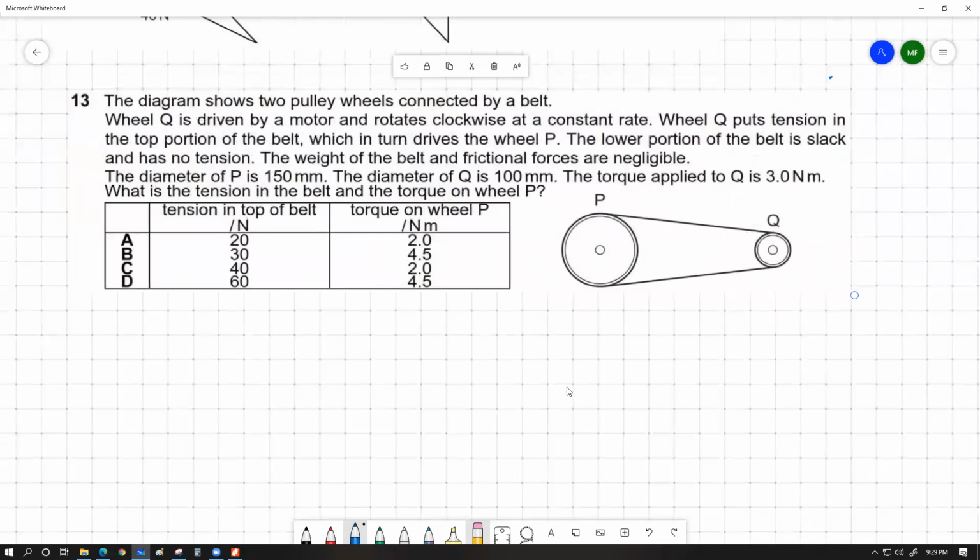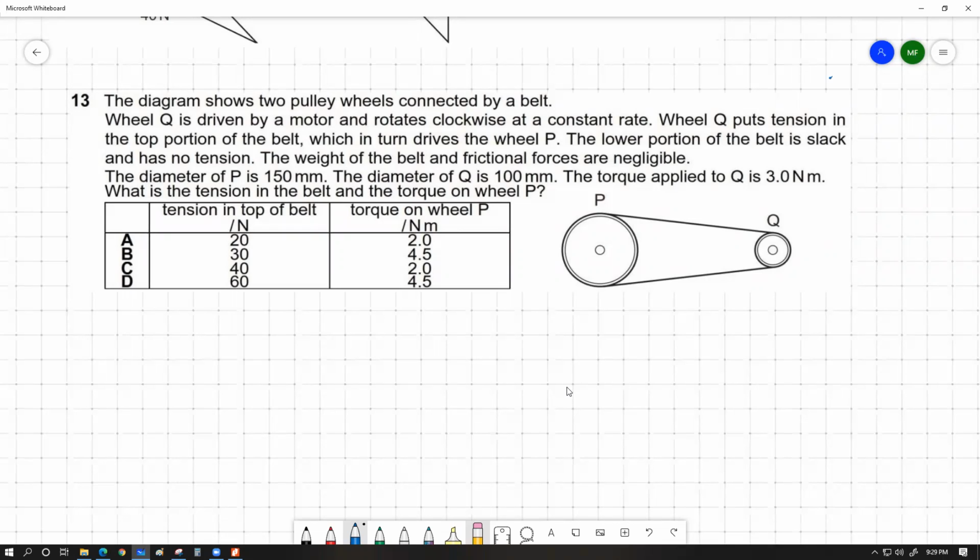Have a look at this question. The diagram shows two pulley wheels connected by a belt. Wheel Q is driven by a motor and rotates clockwise at a constant rate. Wheel Q puts tension in the top portion of the belt, which in turn drives the wheel P. The lower portion of the belt is slack and has no tension. The weight of the belt and frictional forces are negligible.